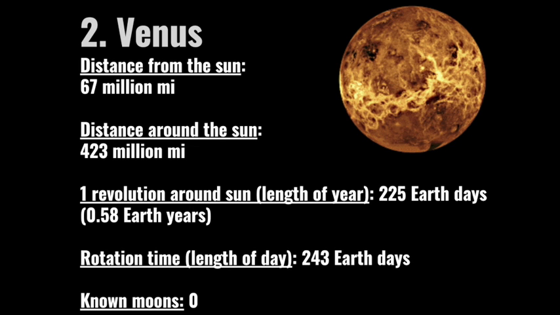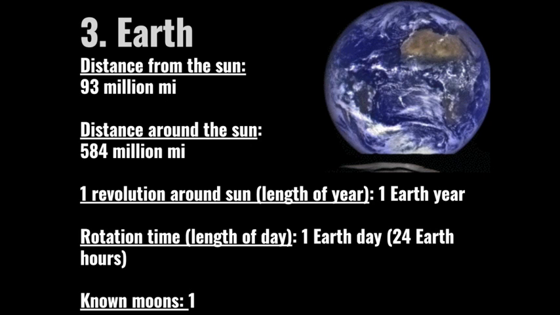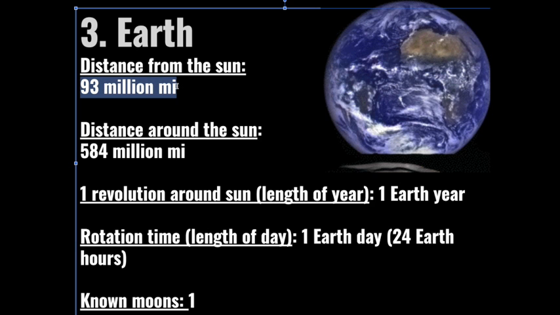Here's Venus's card. You can look through that. Looking at its moons, no known moons on Venus. Earth here, one moon. We're the only planet right around here that has one moon. And we're 93 million miles away from the sun.